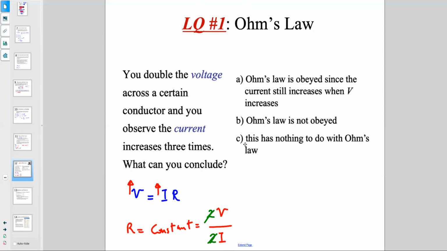So let's take a look at the options that we have. Ohm's law is obeyed since the current still increases when V increases. That's not true. Ohm's law is not obeyed. This has nothing to do with Ohm's law. Ohm's law is not obeyed for sure. So that's the correct answer.